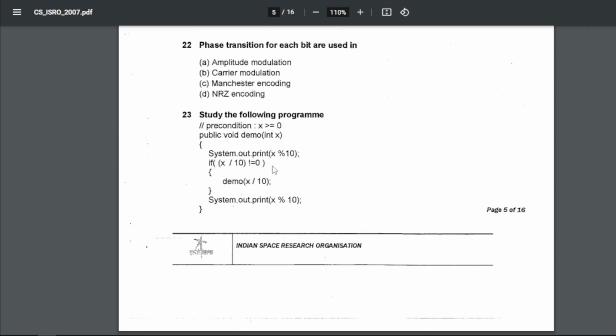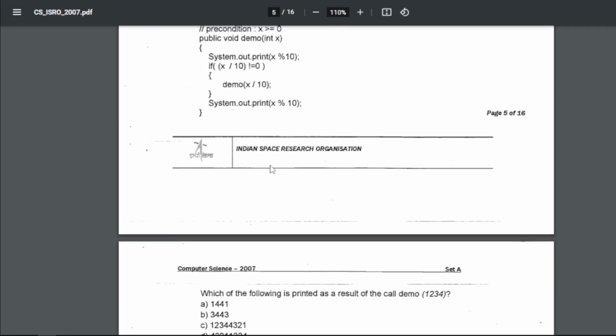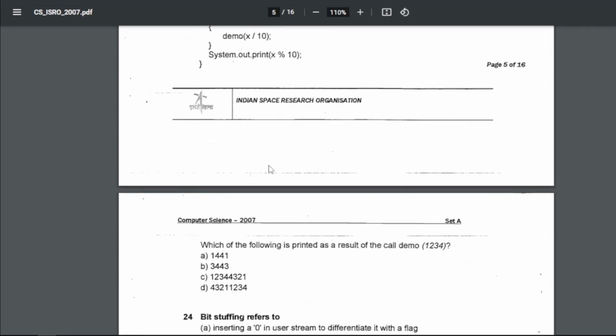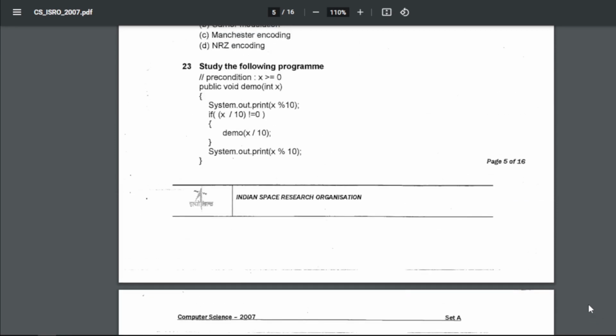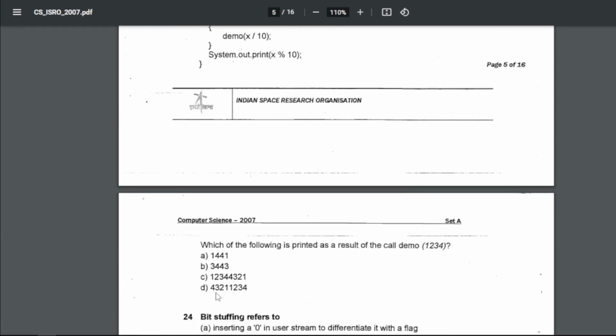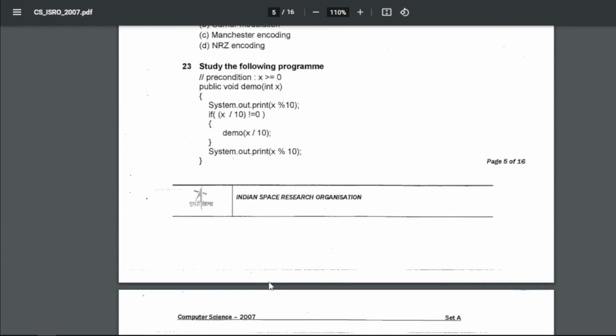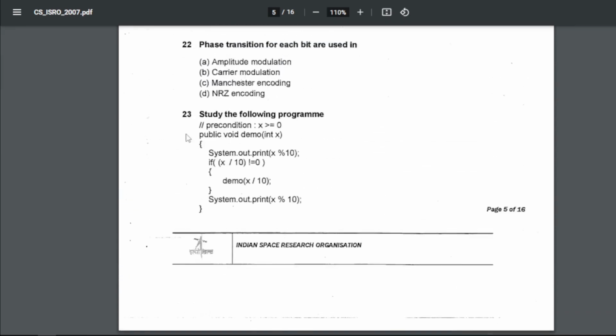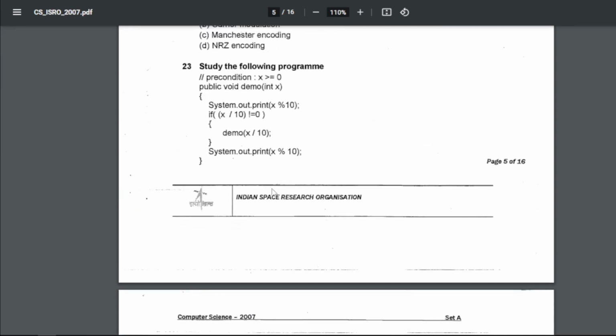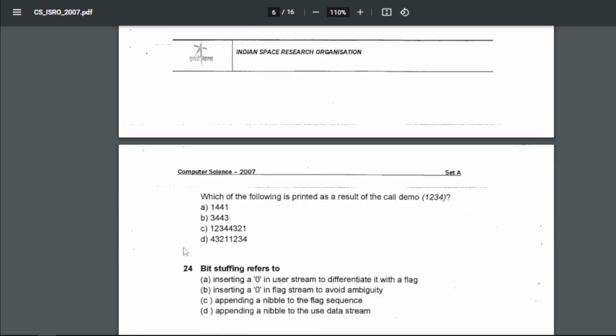Study the following program, right? This is the program that has been given. Now the question is, which of the following is printed as a result if we call demo(1234)? If you play with the program or hit and try, you will get the answer as D, that is 4 3 2 1 1 2 3 4. You can take the value of demo as 1 2 3 4 and get the value accordingly, right? So you will get the same answer, that is D.